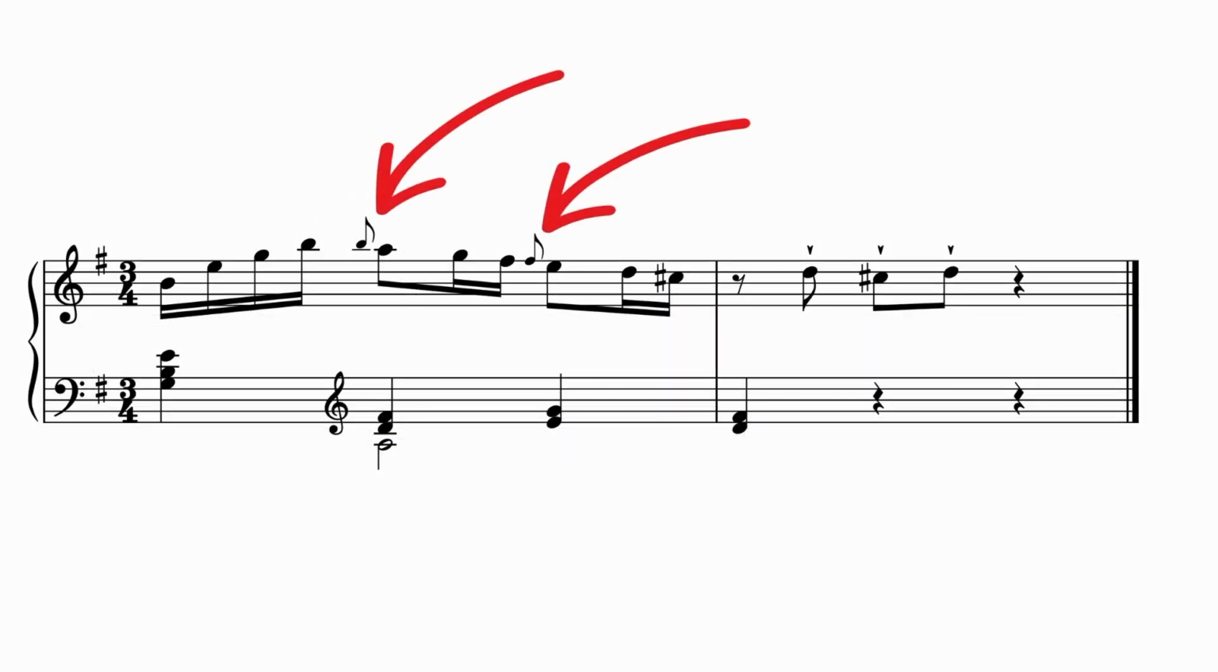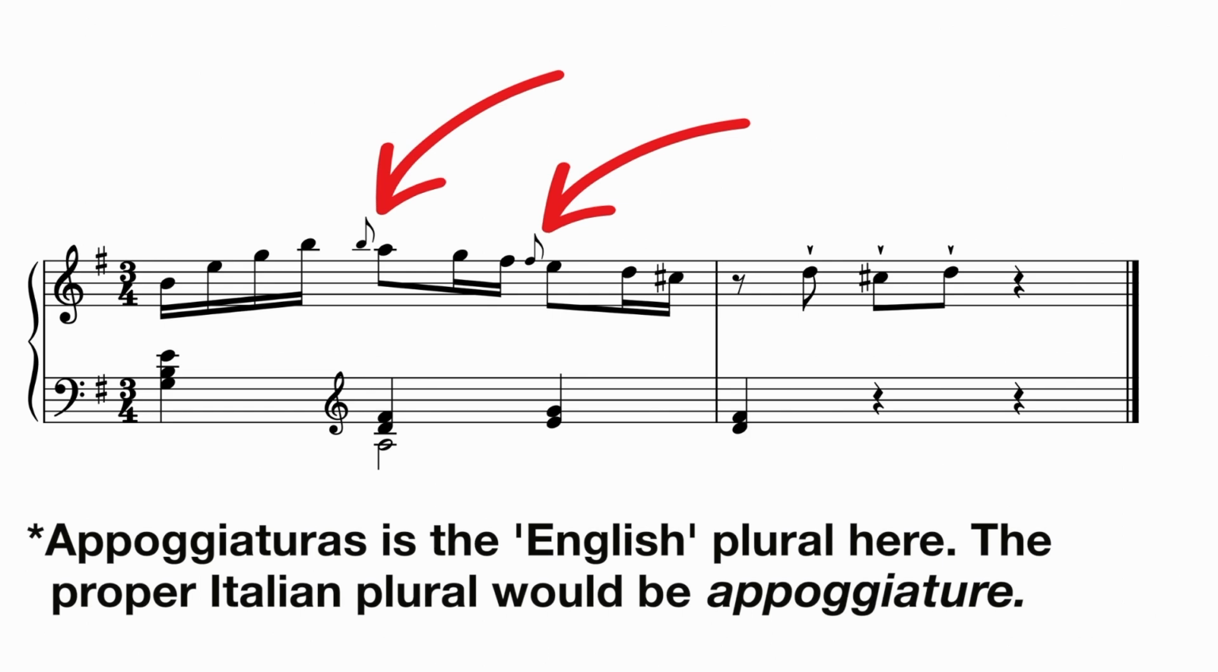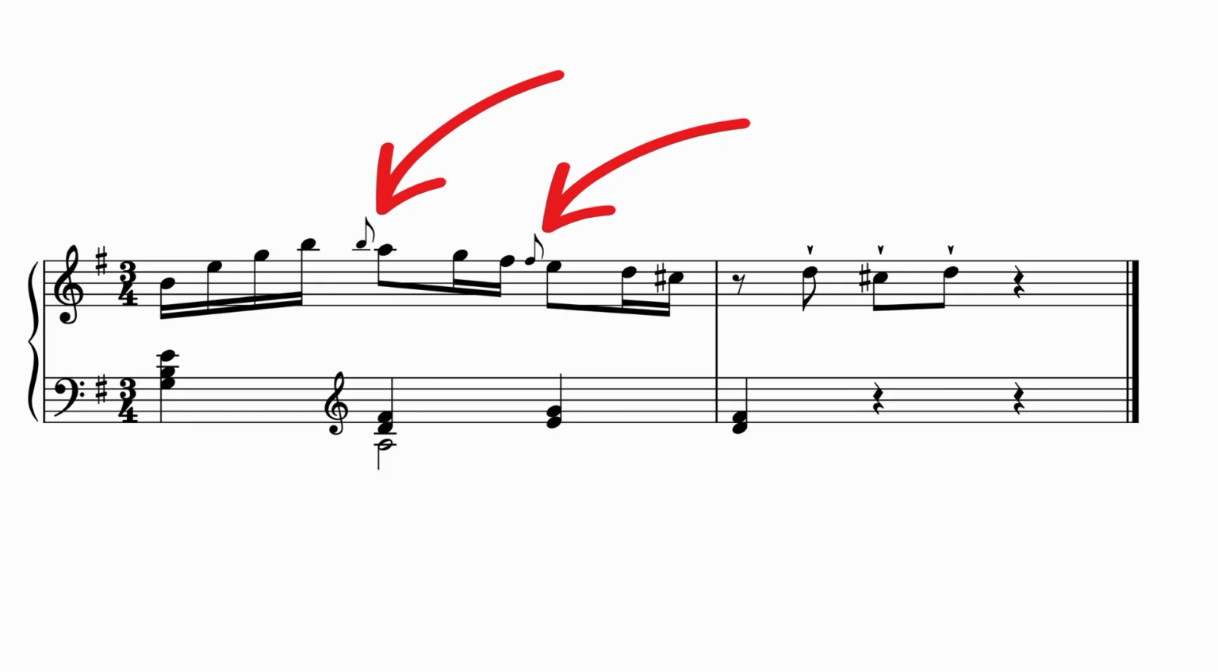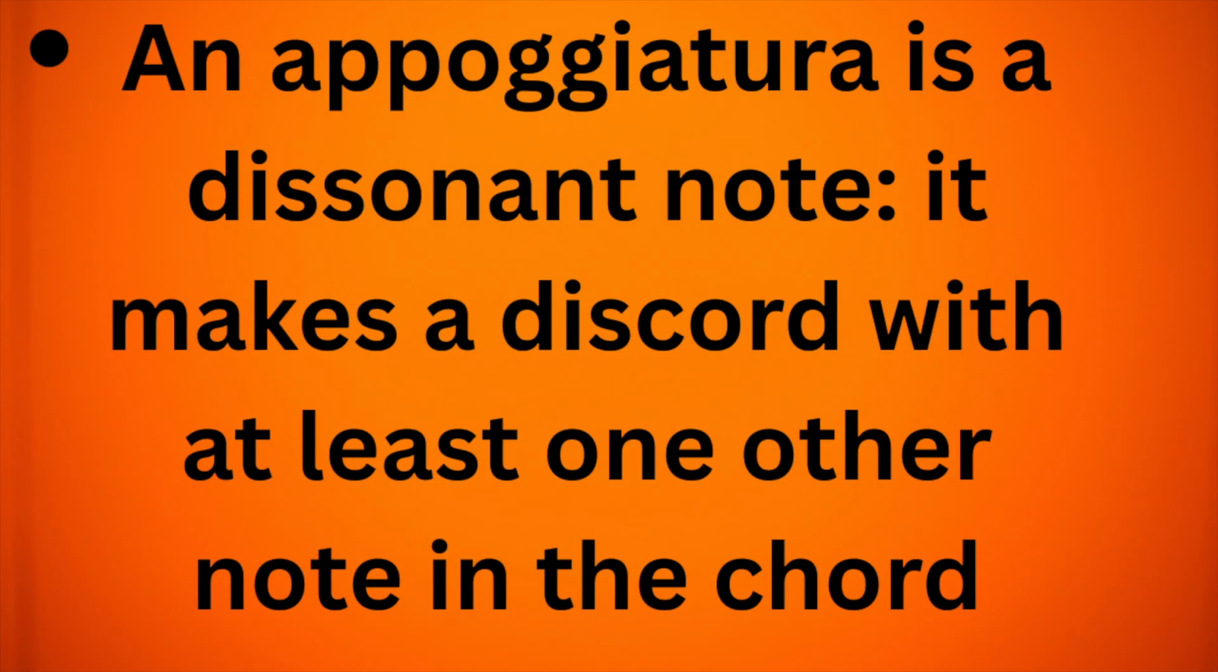These two notes marked here are our appoggiaturas. So now let's have a look what it is that makes each of them an appoggiatura. An appoggiatura is a dissonant note. It makes a discord with at least one other note in the chord to which it's attached, or we could say to the chord in which it's leaning on.